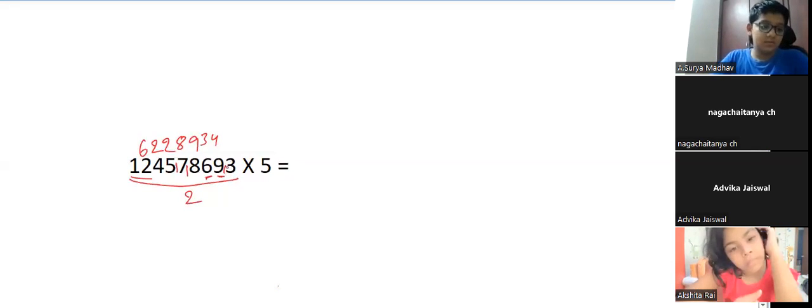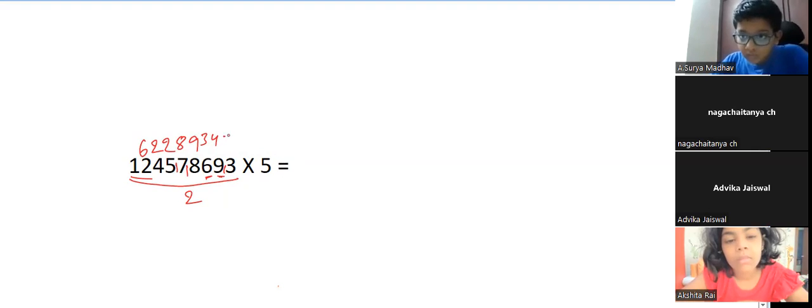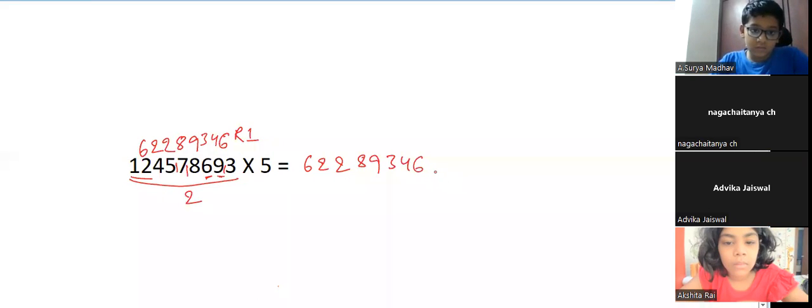In 13, how many times does 2 go? 6 times, with remainder 1. Finally, remainder 1. So the answer will be 6 crore 22 lakh 89,340 and then 6, with the remainder of 1. That's why the last digit will be 5.